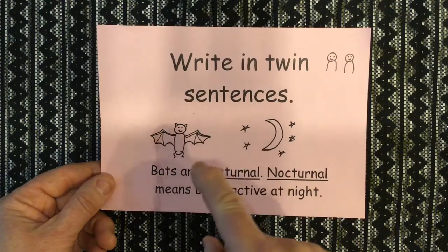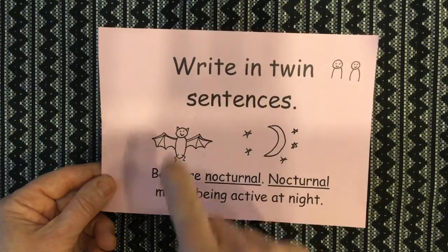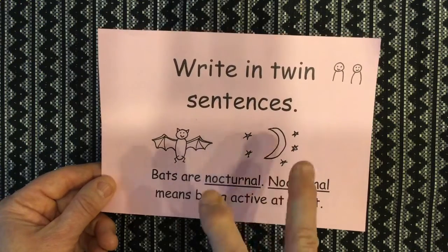For example, bats are nocturnal. Nocturnal means being active at night. So right away you explain. It's like two sentences together, twins.